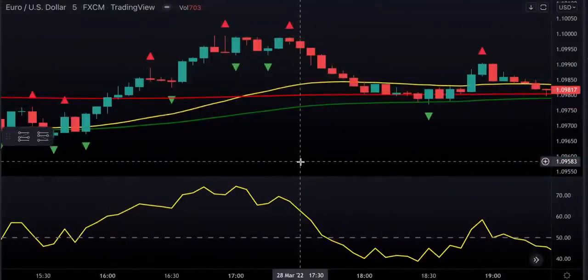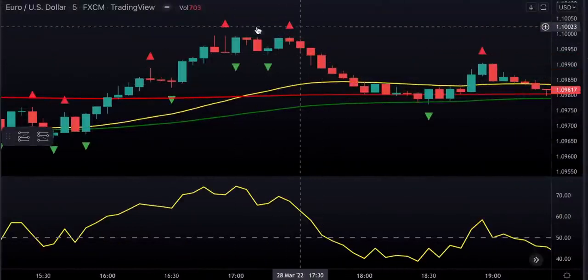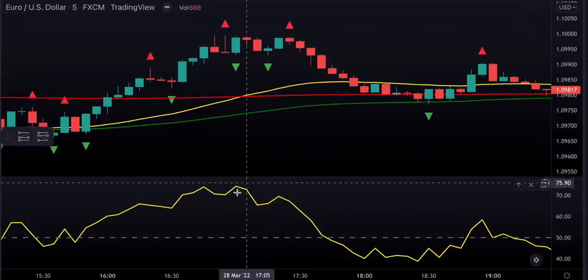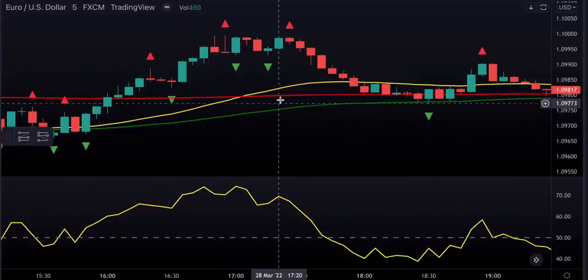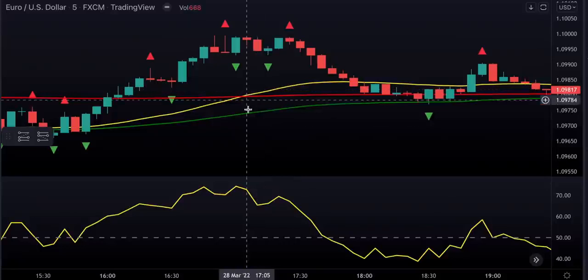Here's an example where we wouldn't have taken a long trade. So we see the price is sitting above these moving averages. We have a long signal from our Williams fractals indicator and the RSI confirming the signal. But we see these moving averages are not aligned properly. So remember, first goes red, then goes green, and then goes yellow. So this wouldn't be a valid signal for us to take a long position.